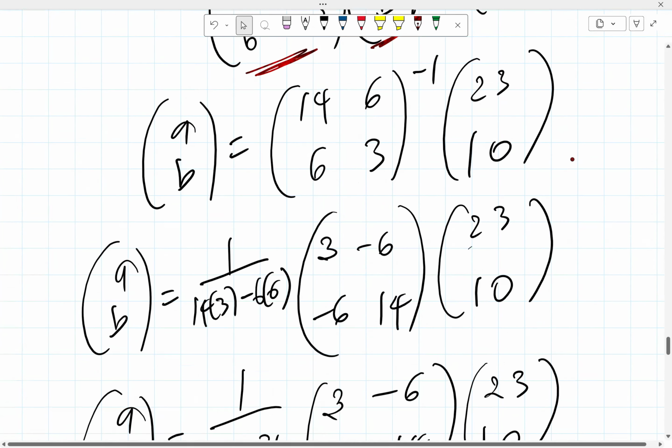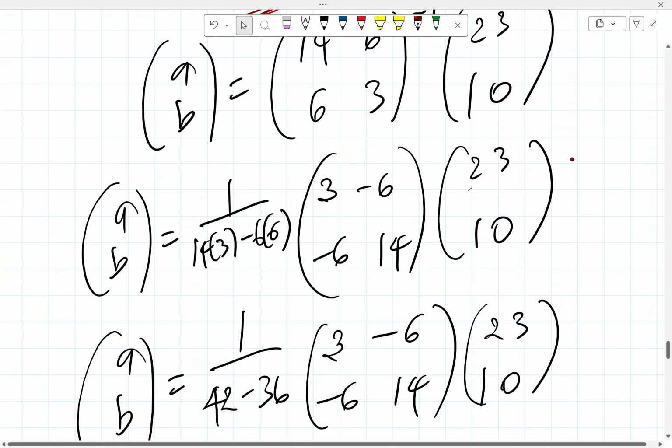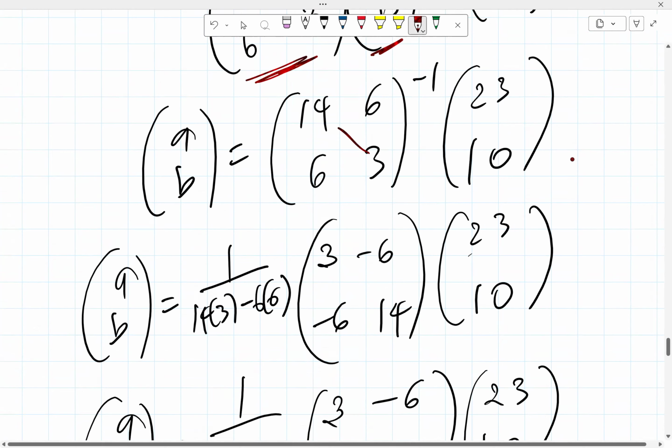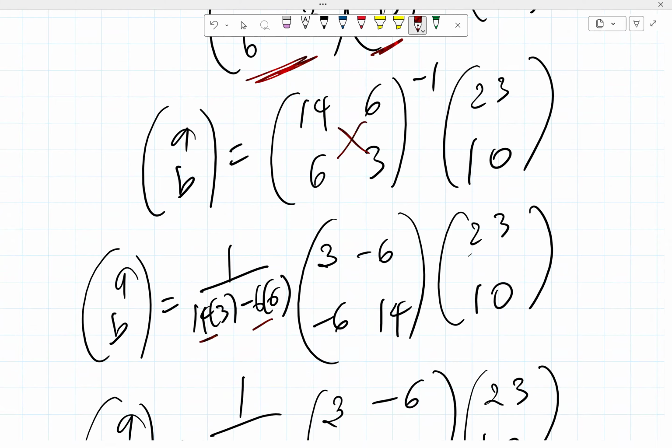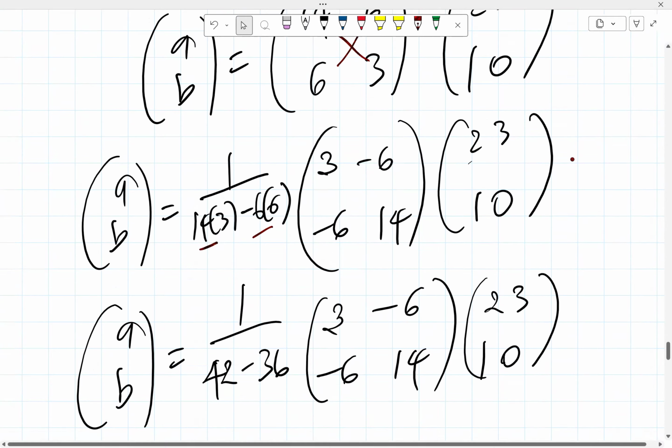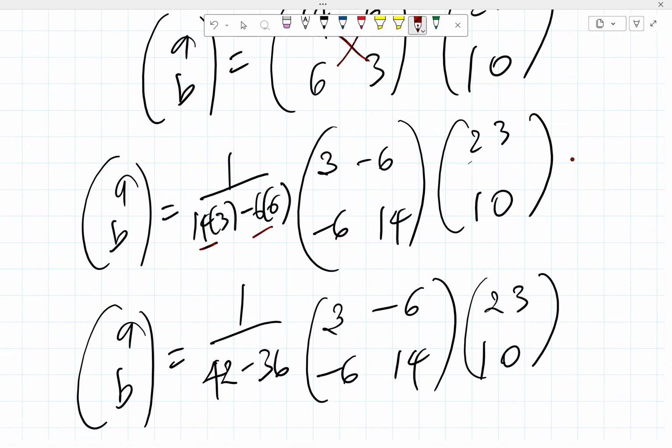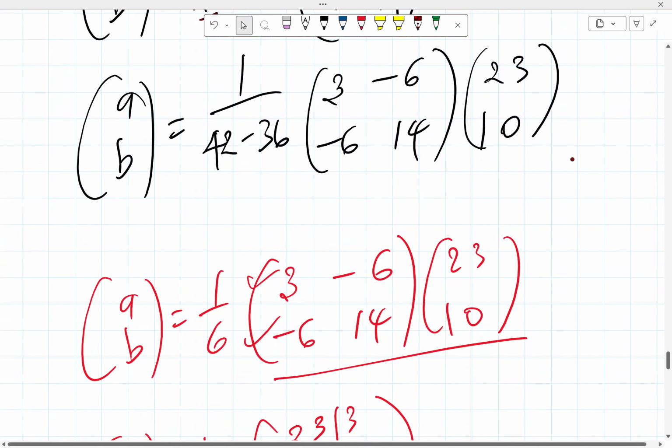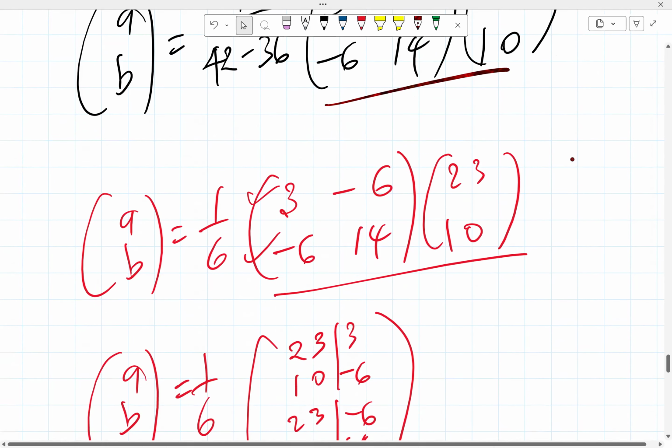And for a 2 by 2 matrix, the inverse is very simple from what we've done previously. Just take the determinant: 14 times 3 minus 6 times 6. So 1 over (14 times 3 minus 6 times 6). Then for this, you swap the diagonal: 3 comes here, 14 comes here. And then you change the sign for the off-diagonal, so 6, 6 becomes minus 6, minus 6. Then you take this determinant: 14 times 3 is 42, minus 36, so you have 1 over 6, and then 3, minus 6, minus 6, 14. Then, of course, you can go ahead and multiply these two together.